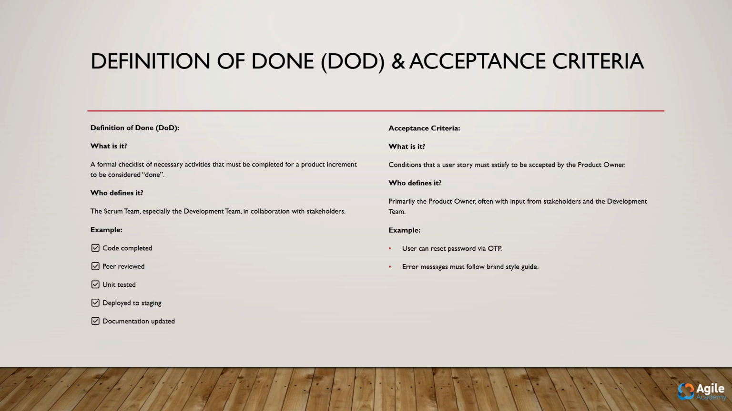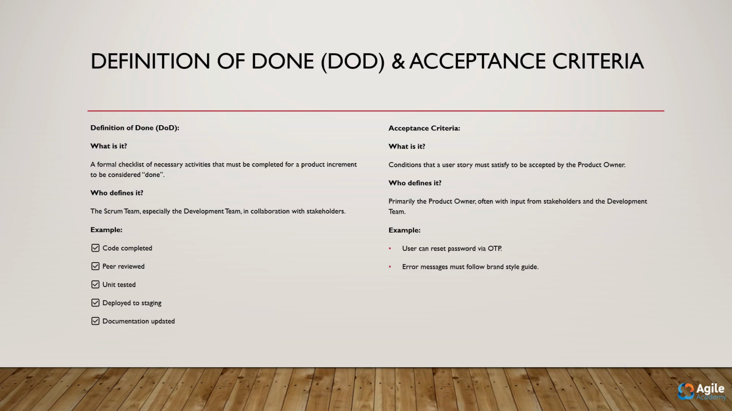Acceptance criteria, on the other hand, are the conditions a user story must meet to be accepted by the product owner. These are defined upfront and often shaped with team input. Example: a user can reset the password via OTP, and error messages must align with brand guidelines.